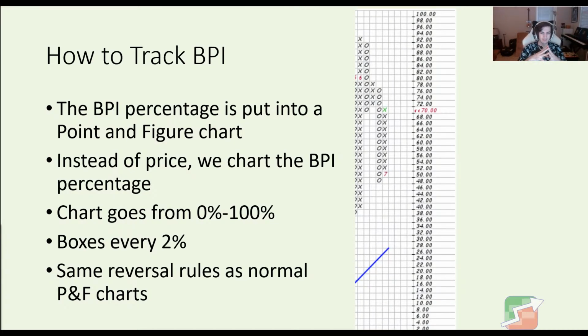Here we see a BPI chart, 0 down at the bottom, 100 up at the top, boxes every 2%, and the same rules for reversals. For a new box to be added, like you see this green box right here, we only need one box in the current direction. To go from X's to O's or O's to X's, we need 3 boxes or more.